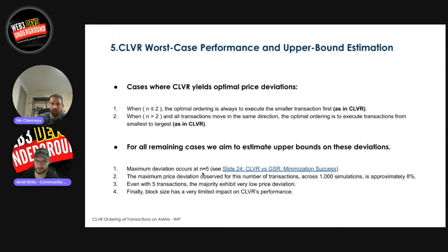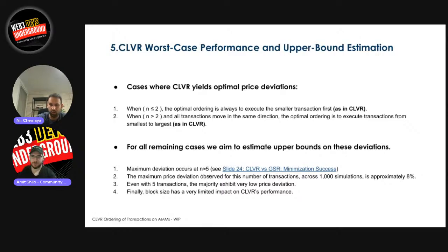And as I mentioned before, we saw that around 5 transactions, this is the maximum deviation, and then when you have more and more transactions, it goes down. The reason it goes down is that the more transactions you have, Clever has more flexibility to order them, which makes it closer and closer to the optimal order. So even if there is deviation, it's very minimal. However, at 5, it's still the case that one transaction that Clever is ordering not in the optimal order can have much more impact on the entire deviation.